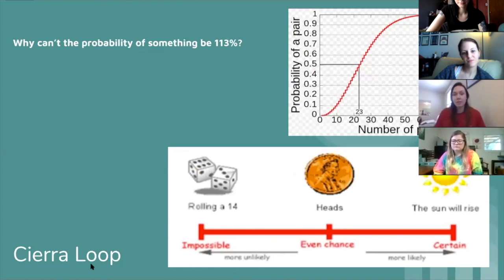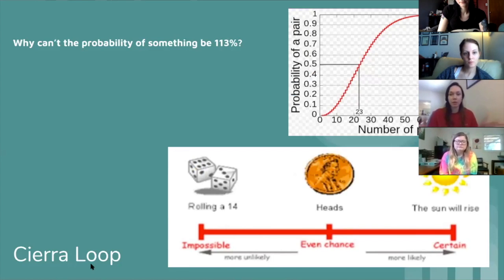Okay, so this was another trick question from our homework problems. We looked at probability quite a bit, and it's obviously pretty simple. It can only be as low as 0 or as high as 100%. In some cases things can be 113%, but not with probability, because something can only be 100% likely to happen if it's going to happen.